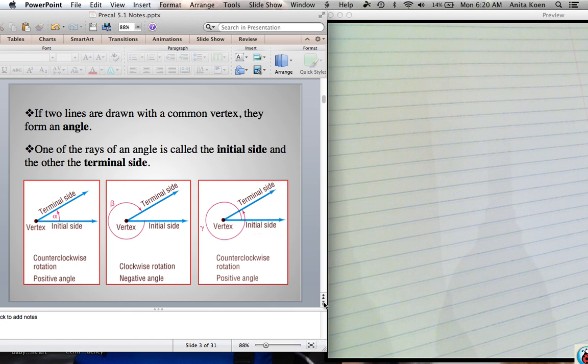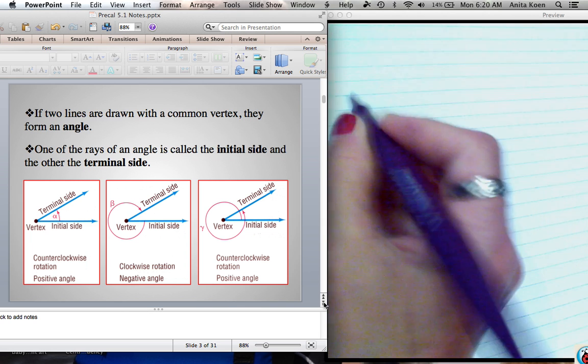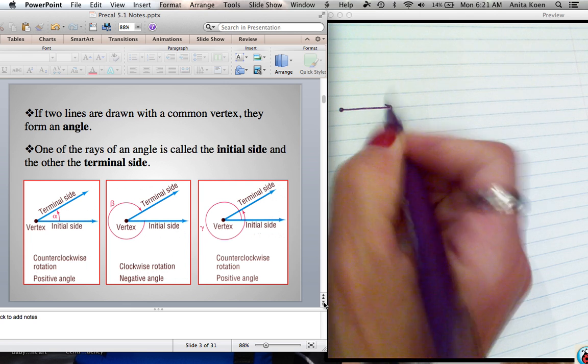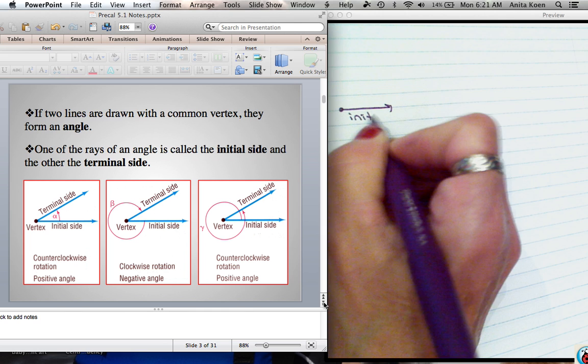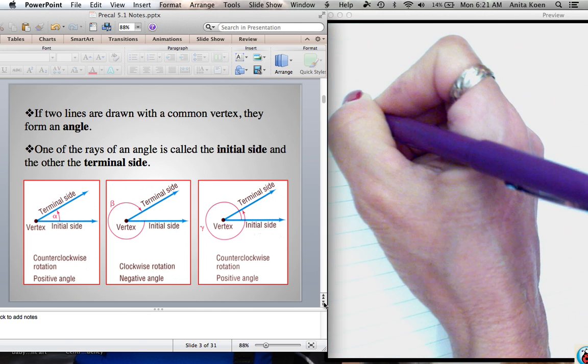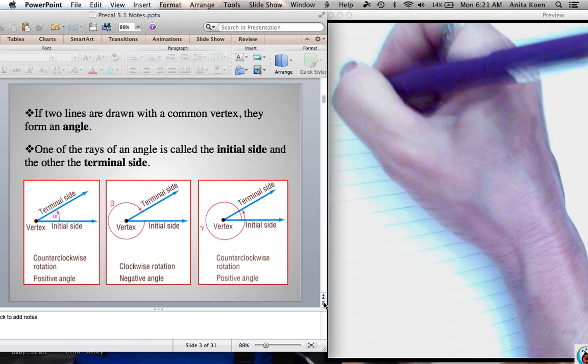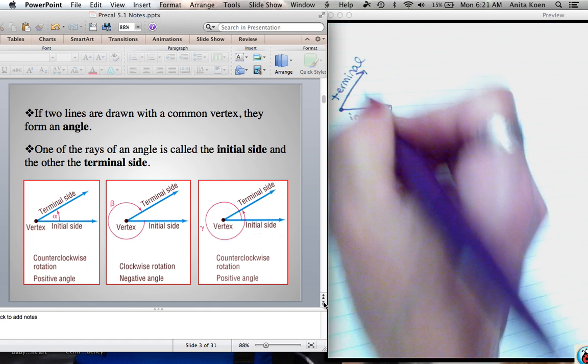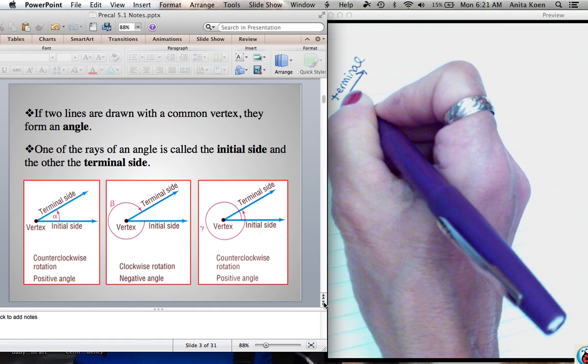If two lines are drawn with a common vertex, they form an angle. This is another definition you should remember from geometry. One of the rays of an angle is called the initial side, and the other is the terminal side. Notice in the pictures on the PowerPoint that these sides are labeled. So we're going to call one of these the initial side and one the terminal side. It depends on which way things are rotated.